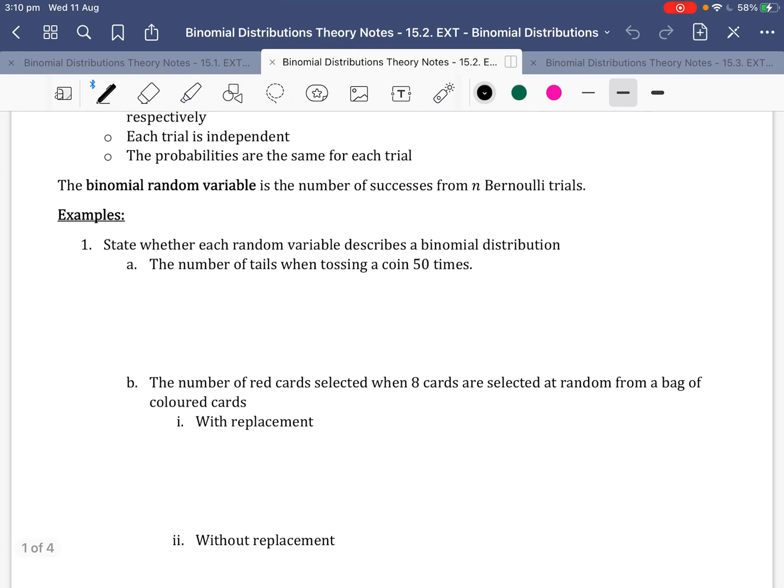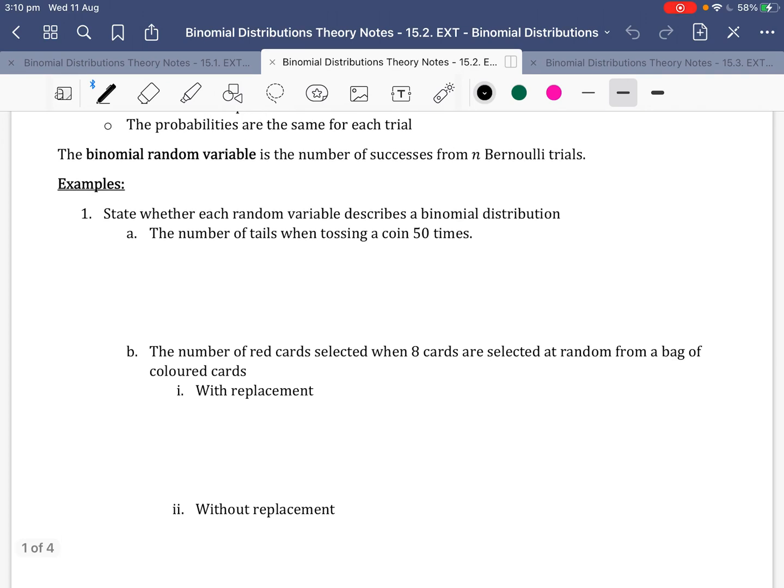So we want to state for this first example whether each random variable describes a binomial distribution. So the number of tails when tossing a coin 50 times. What we want to think to ourselves here is, the number of tails when tossing a coin, can we get success and failure out of that? And the answer to that is yes. So this is a binomial distribution.